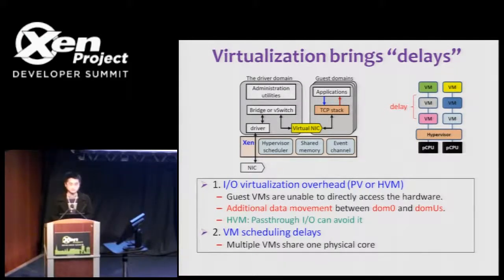This is because the guest VMs have no direct control of the hardware, and all IO traffic must be proxied via a privileged domain called the driver domain, or domain zero. I should mention that for HVM, pass-through IO may avoid it. But the second type of delay is caused by VM scheduling, because in many scenarios there will be multiple VMs sharing one physical core. So when you have a scheduling queue, you have scheduling delays.